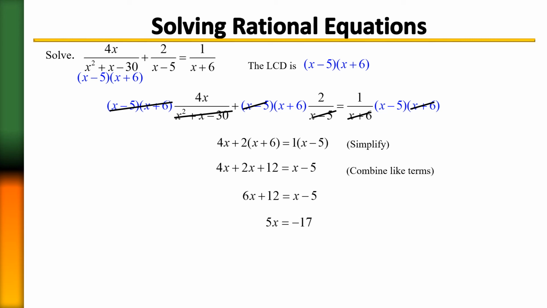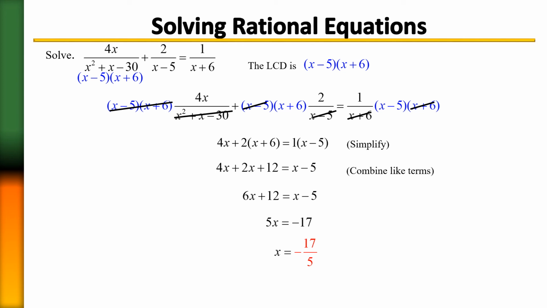Last step to solving this equation is to divide by 5. Whatever you do to one side, you do to the other. A negative divided by a positive equals a negative. So x equals negative 17 over 5.